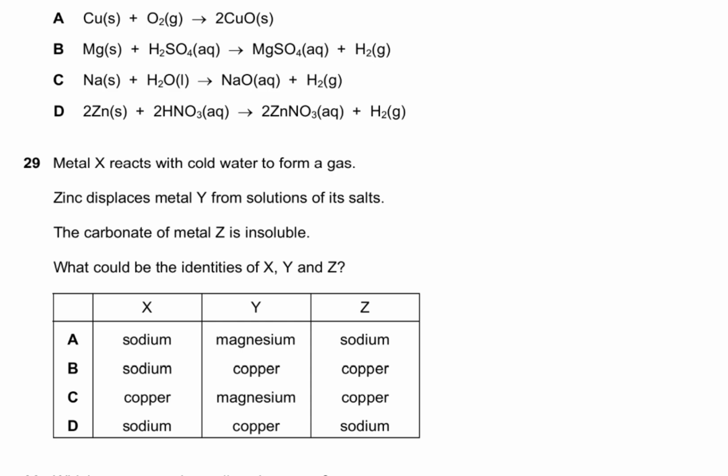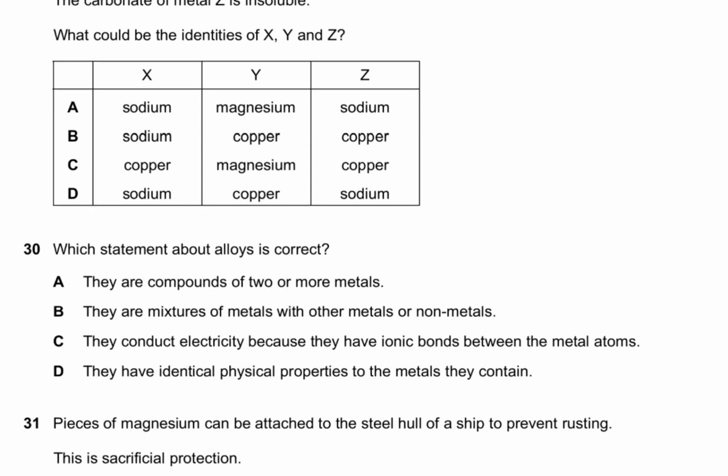And then for the remaining two we have copper. Next one is: which statement about alloys is correct? Alloys are compounds of two or more metals. They are a mixture of metals with other non-metals, metals and non-metals. Yes, the B option is the correct one, because it's a mixture of metals, and there might be other metals or non-metals mixing. It doesn't affect, it's just a combination to get all of the good properties.